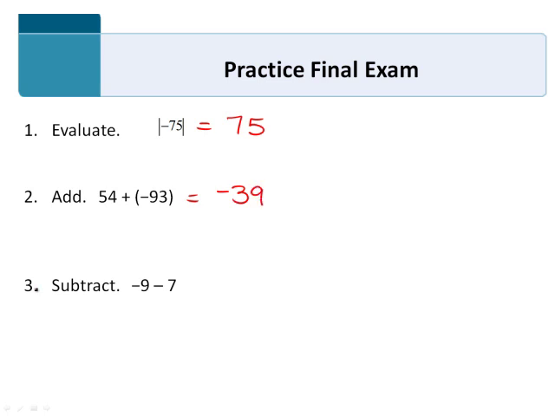Now, number 3, we have subtraction. So remember, you want to do keep, change, opposite. So I'm going to keep the negative 9, change it to addition, and then the opposite of 7 would be negative 7. So the signs are the same. I add and keep the sign and get negative 16.